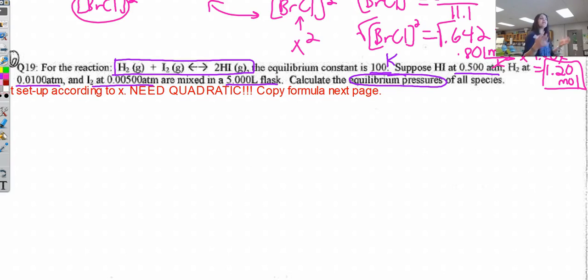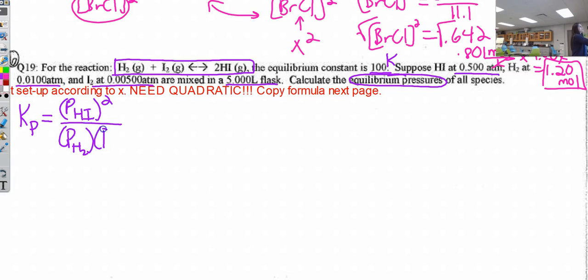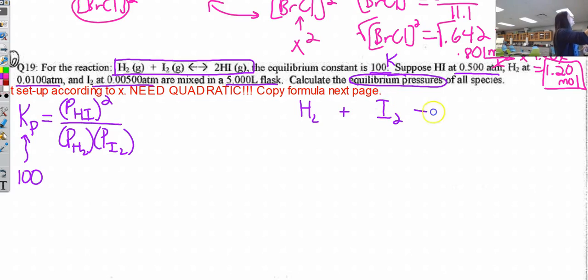All right, so what do we do first? First thing we do is we set up and we write our expression. So Kp in this case, because it's pressures, is the pressure of HI squared divided by the pressure of H2 times the pressure of I2. All right, so I have my expression. I also know that my K is equal to 100. So let's just go ahead and fill that in since I already know it. And again, I know I'm looking for my equilibrium values. Okay, so let's write our equation here. I've got H2 plus I2 yields back and forth 2HI.